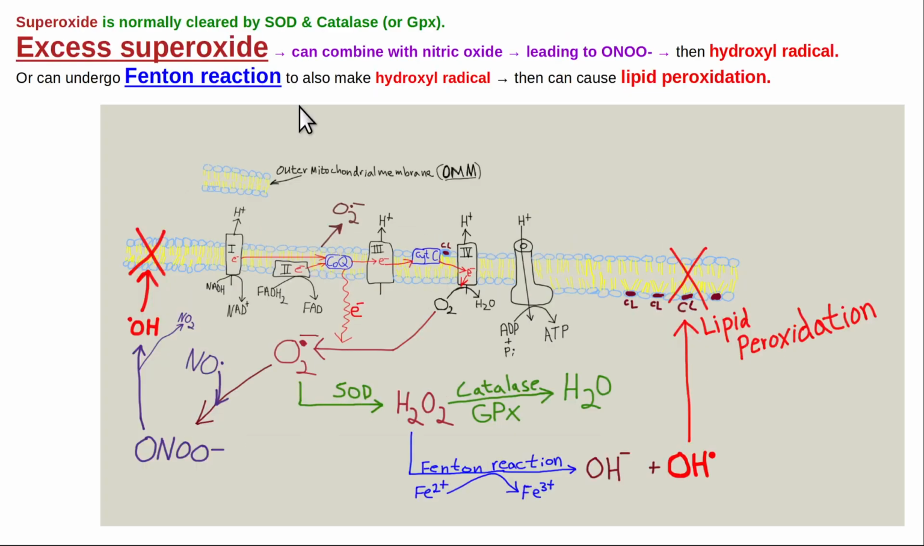Okay, here's an example of when you're getting excessive amounts of superoxide. You can overwhelm your superoxide dismutase. And in the presence of excessive free iron, you can run this reaction here called the Fenton reaction and produce hydroxyl radicals, which can then damage. They can trash the inner mitochondrial membrane through lipid peroxidation.